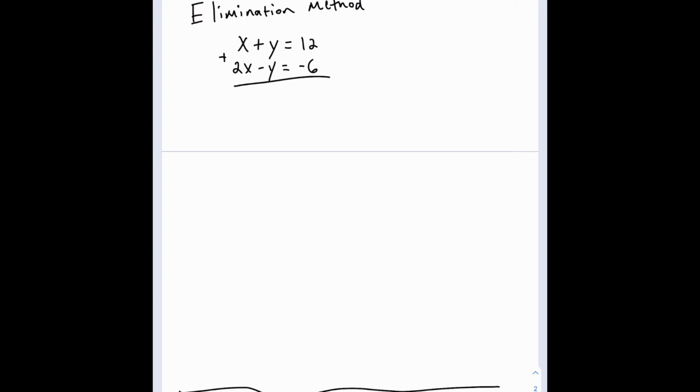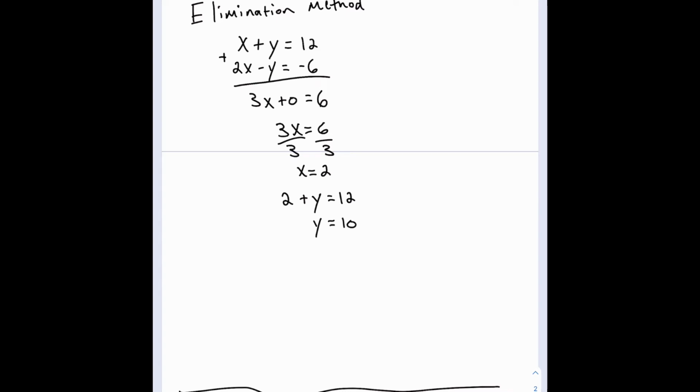Doing our addition, x plus 2x, that's 3x. y minus y, that's 0. And then 12 minus 6 equals 6. So now we know that 3x equals 6, and if we divide each side by 3, we see that x equals 2. Now that we know what x equals, we take x back to one of our original equations. 2 plus y equals 12, so y must equal 10.